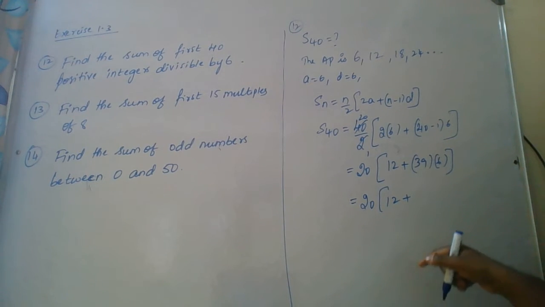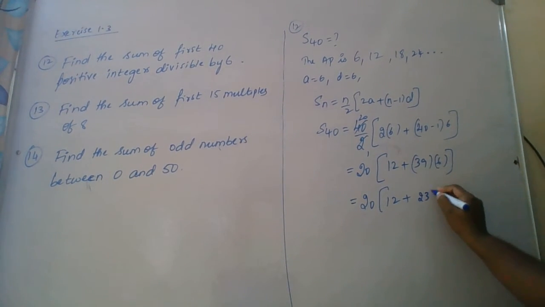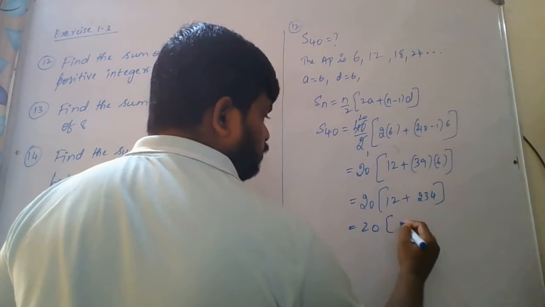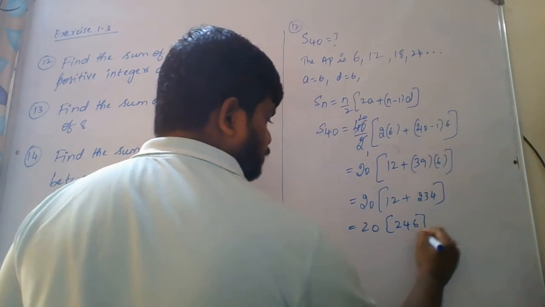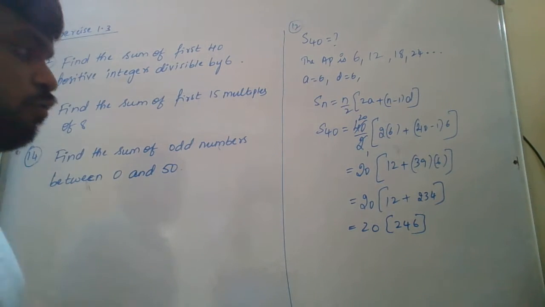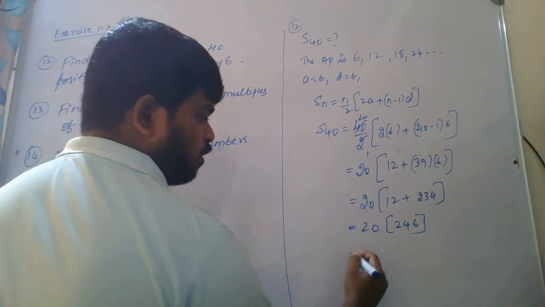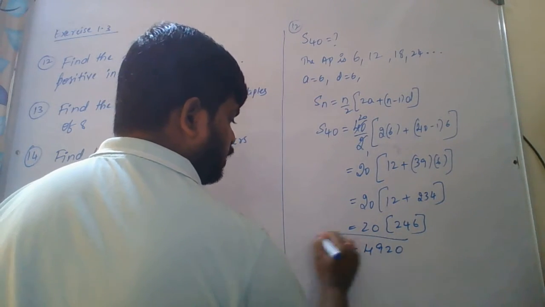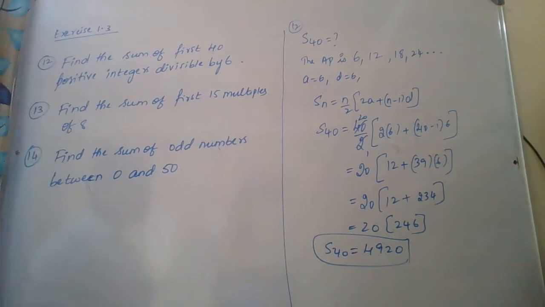30 into 6, 180 plus 54. So you get 234. So if you do it, 20 into 246. So 246, 480, 492. So it is 4920. So the sum of first 40 numbers will be 4,920.